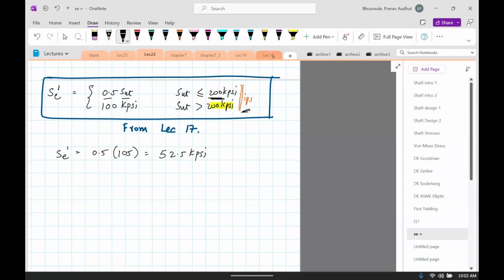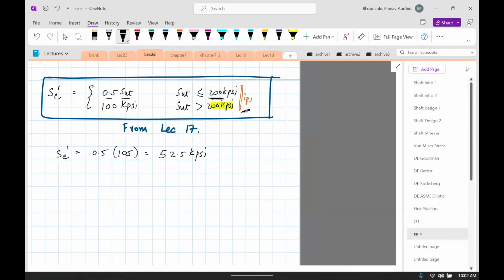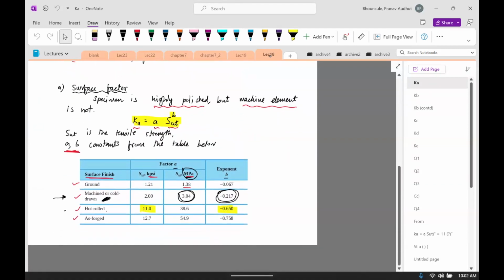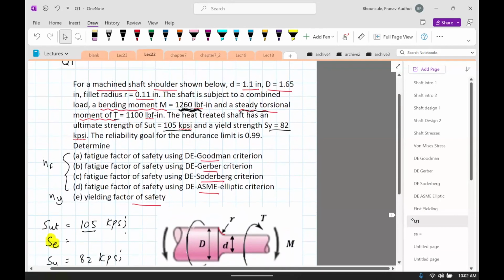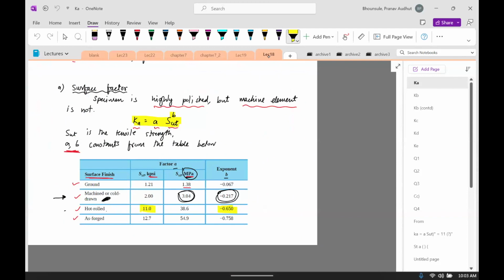Now we need the endurance modifying factors, Ka, Kb, Kc. Let's see which of those we can compute. Let's start with Ka, the surface factor. It depends on the finish. Let's go back to the problem and see what the finish is. We should get a hint from here. It's machined and also heat treated. Machined shaft, heat treated shaft. Machined, just machined. Seems like that fits.